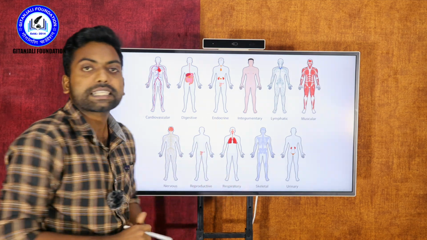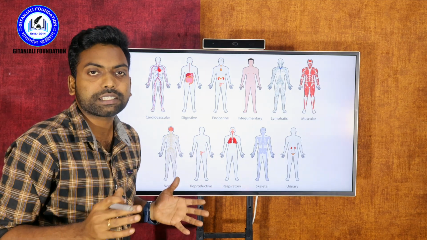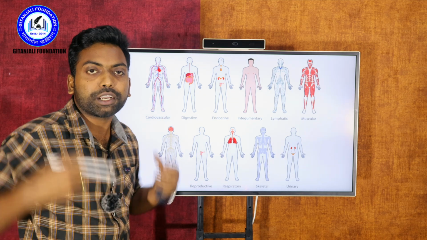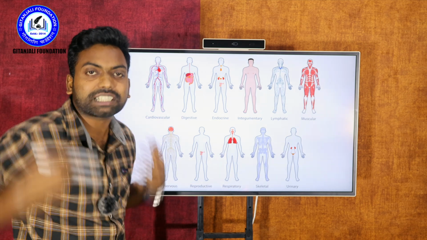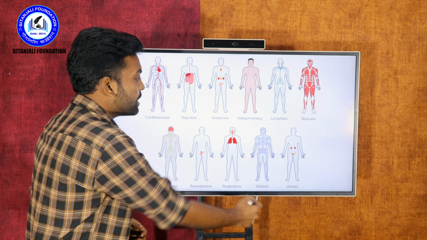And next one is the skeleton system. We know that the skeleton is nothing but the bones and the joints. Only the skeleton gives the structure of the human body. So that is the skeleton system.